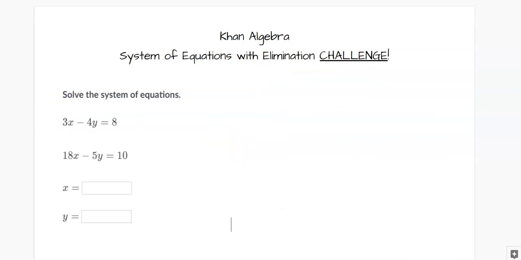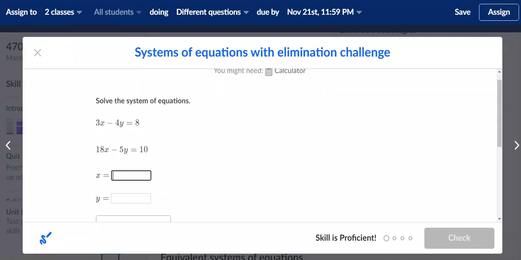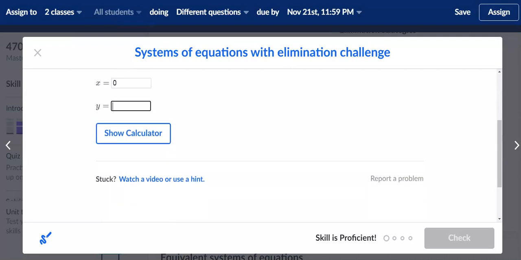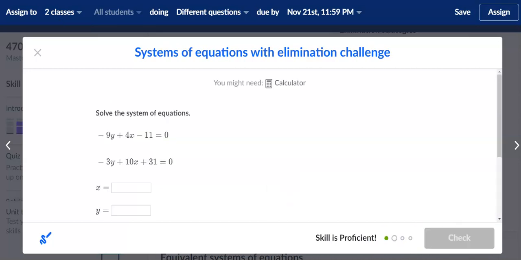Let's go back and put that in the problem and see what we get. 0, -2. Hopefully I get my little bell. Awesome. All right, next problem you notice is set up a little bit different.